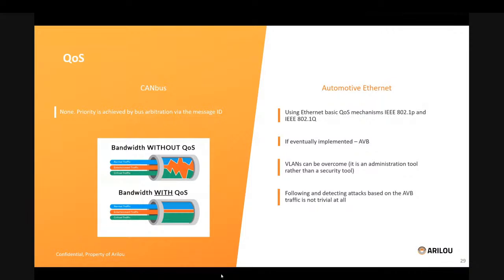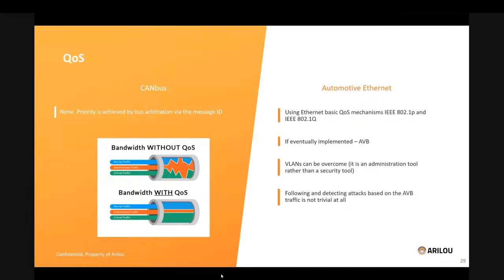Ethernet, basic Ethernet does not have any quality of service embedded into it. It is a best effort protocol. And the concept is that as long as you have enough bandwidth, you don't need any quality of service because you have enough bandwidth. So why would you?